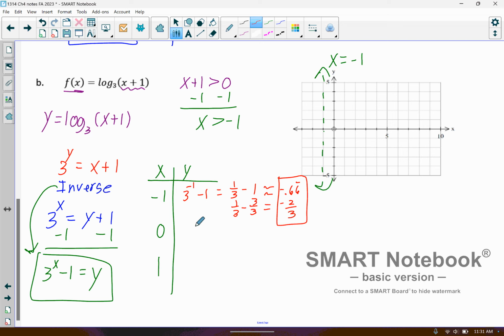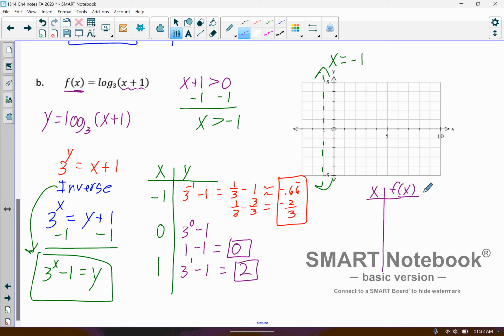Then the other two should be pretty easy. So let's see. 3 to the power of 0 minus 1. Well, that will become 1 minus 1, which equals 0. And then let's see, 3 to the power of 1 minus 1, which would just become a 2. So you don't want to plot this table, because if you do, this is for the exponential function right here. But we want to plot its inverse. And so to do that, we're going to have to flip-flop these. And so over here, I'll make a new table for x, and I'll call this one f of x so we can recognize it from the original function.